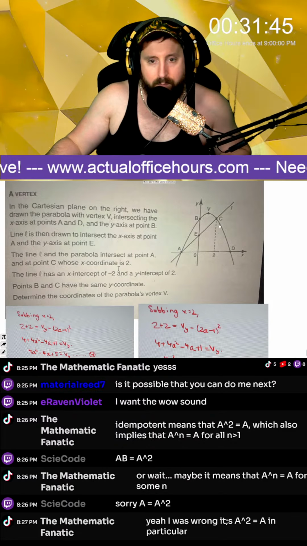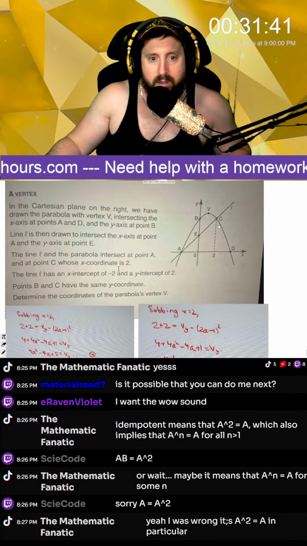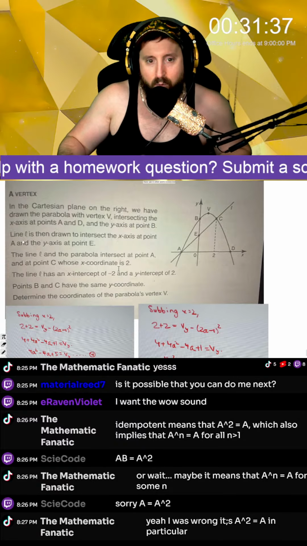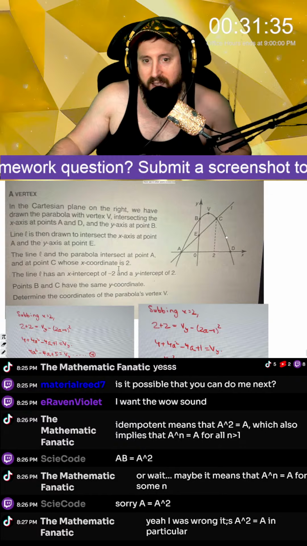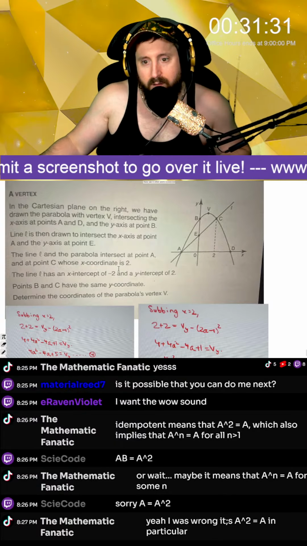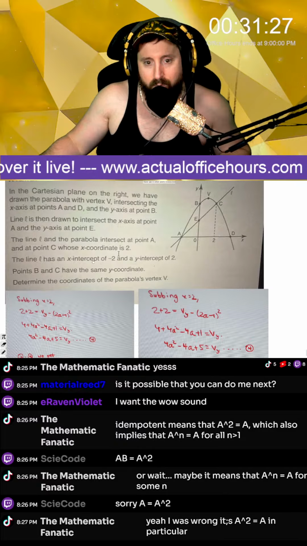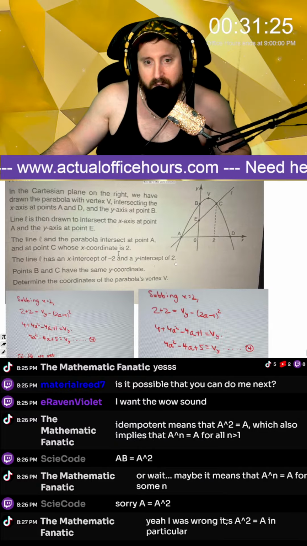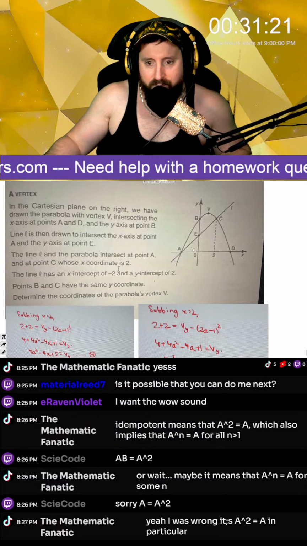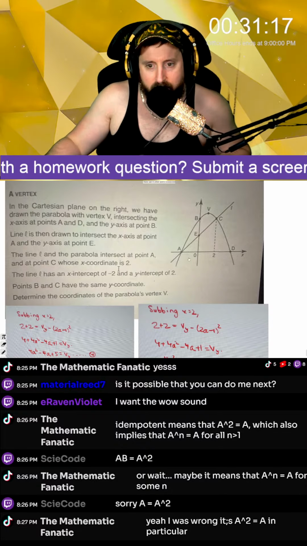Okay, cool. And then we know it intersects the y-axis at point B. Line L is drawn to intersect the x-axis at point A and the y-axis at point E. And it intersects at point A and point C, whose coordinate is 2. The line L has an x-intercept of -2.